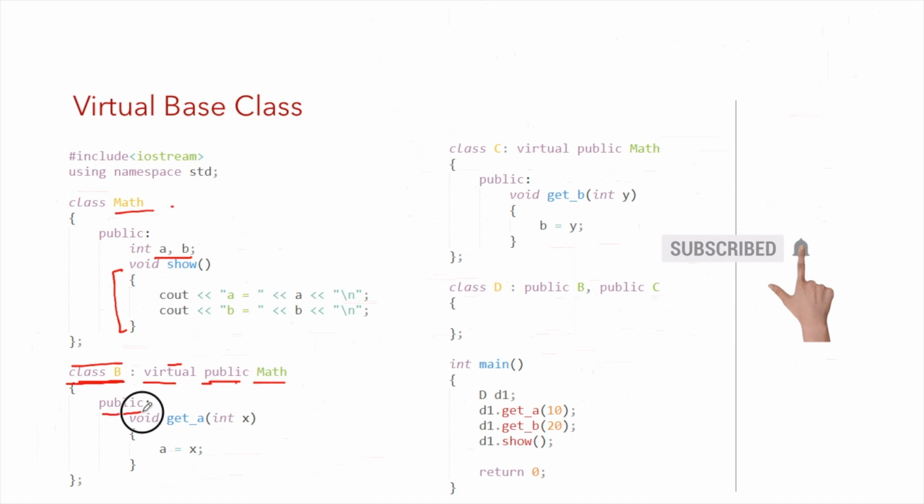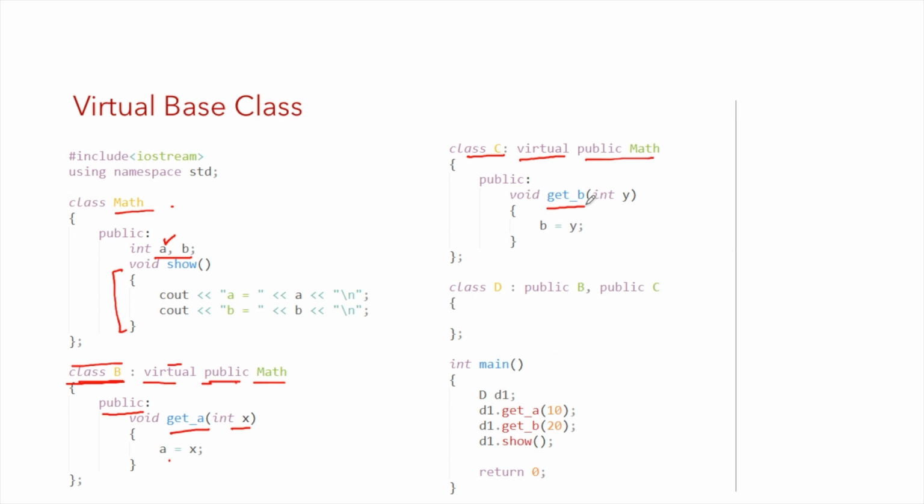Now inside a public scope, we are writing get_a as a function to which I'm passing one integer variable, and I'm just going to update the value of a, which technically belongs to your class Math. And then we have another class, class C. Again, I'm mentioning the word virtual, so virtual public Math. So this also becomes your virtual base class. It just has one function get_b to which we are passing an integer value y, and y is being stored into b. B is directly accessible over here because of this inheritance.